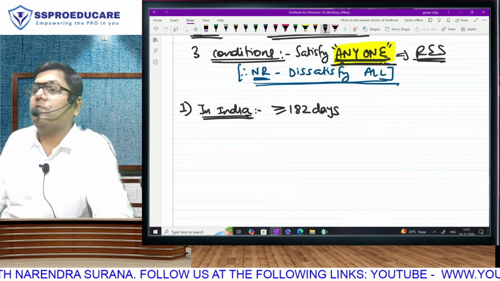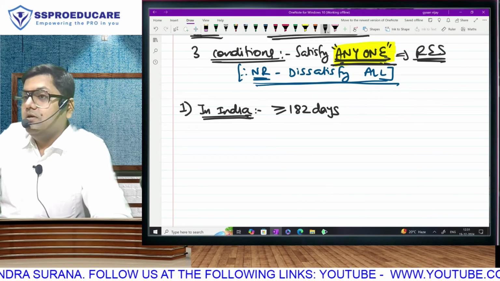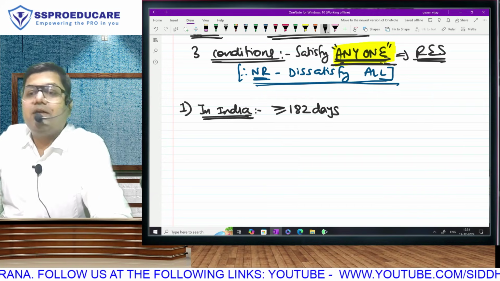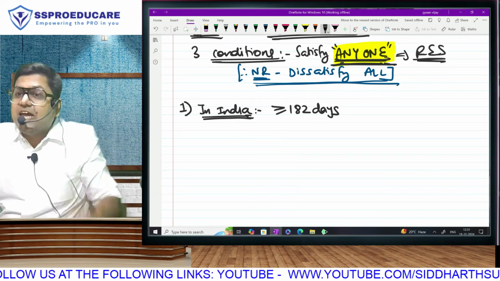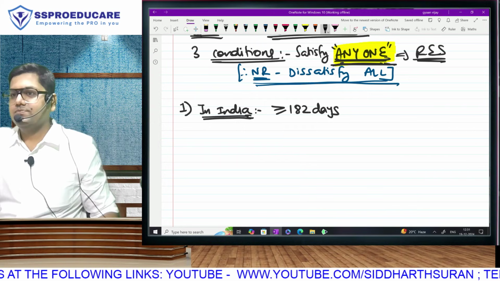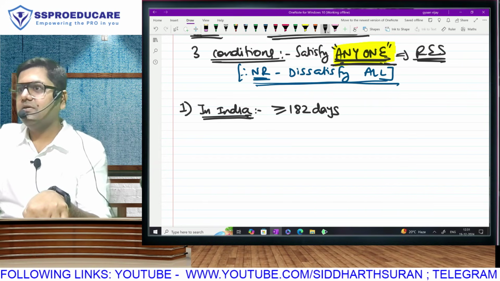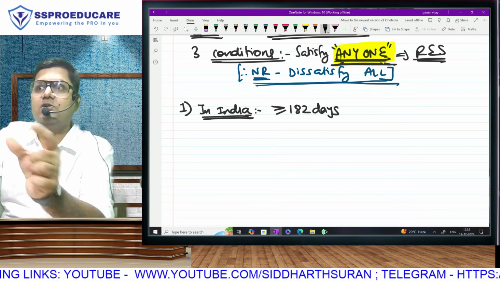Be very, very careful. ICAI does not target whether you have knowledge. ICAI will not ask you a question on 172 or 192. They will ask you a question where it is exact 182. Exact 182. Is exact 182 covered? Be very careful. They will always target your knowledge of equal to.